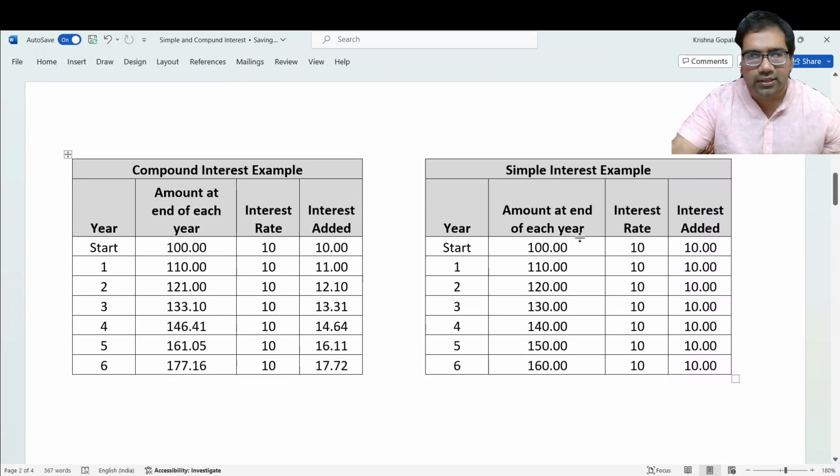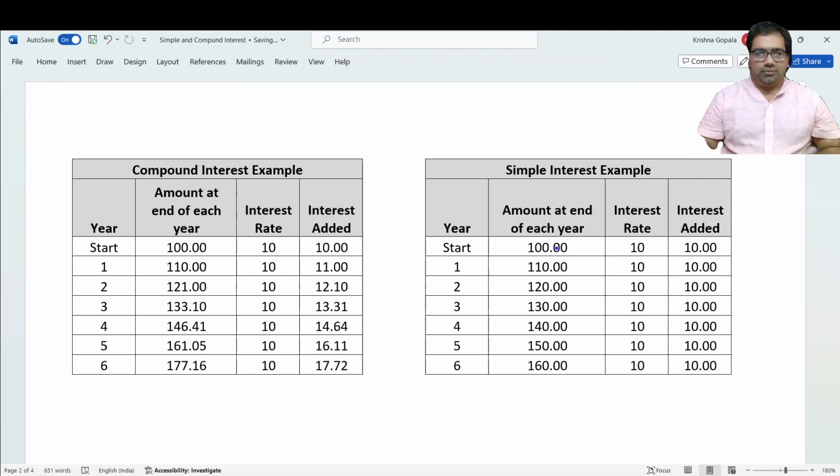Okay. Earlier we had discussed, right? Let us revisit the simple interest example. Let's say the original amount was 100 rupees. Each year, if the interest rate is 10%, 10, 10, 10 will get added, right?